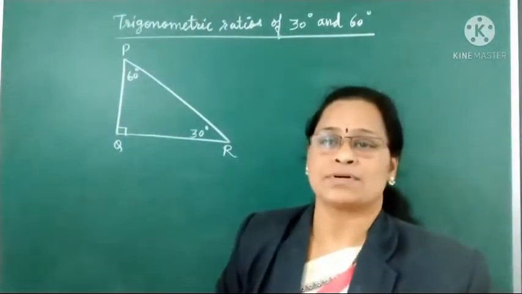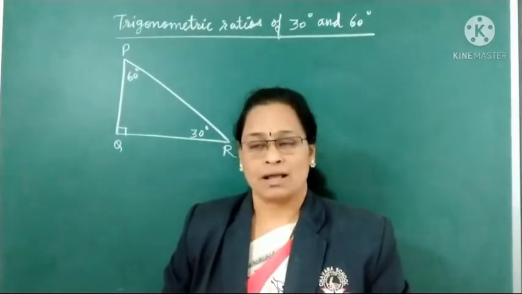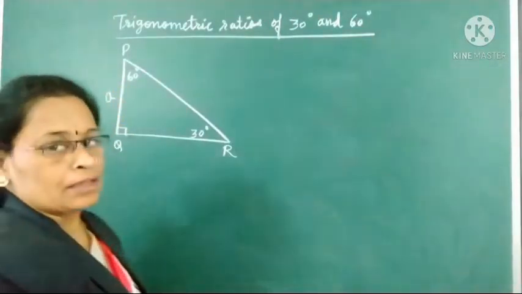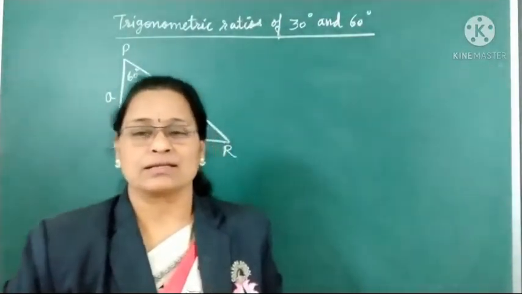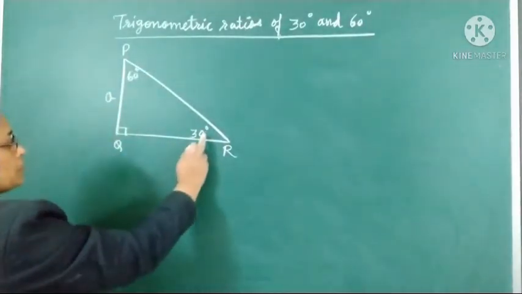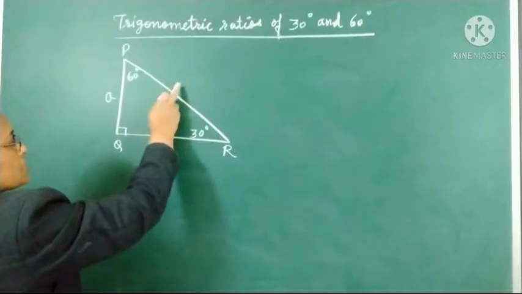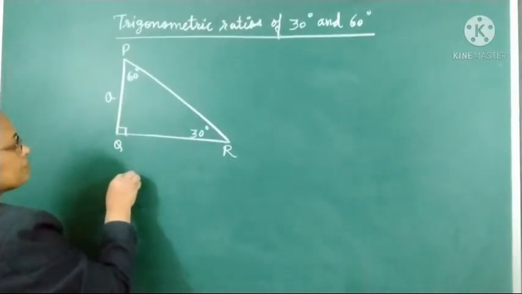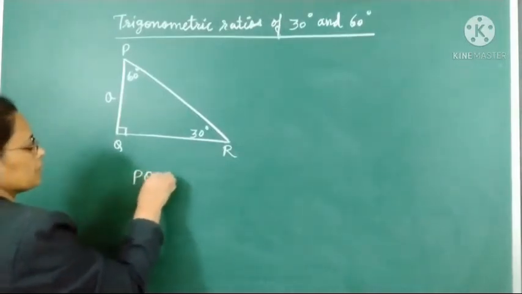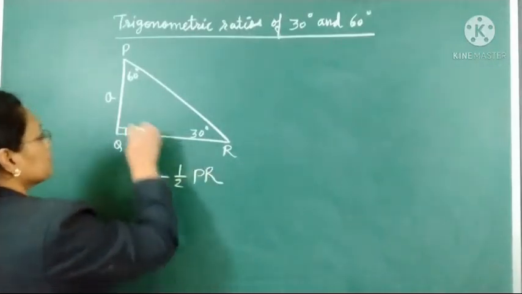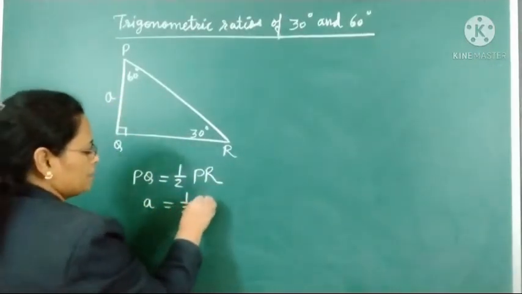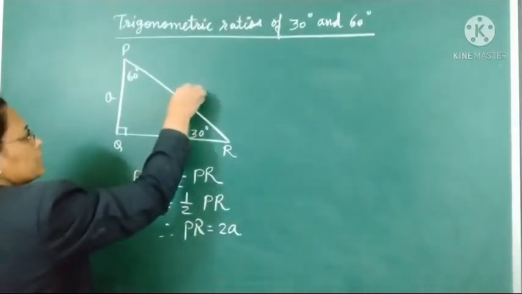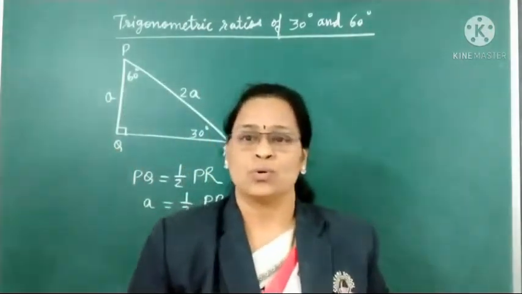Let's consider one of the perpendicular sides of this right angle as A. Suppose this side is A. Then by using the 30 degree, 60 degree, 90 degree triangle theorem, we can say that the side opposite to 30 degree, that is PQ, is half of PR. So let's write the ratio. PQ is half of PR. PQ is A, that is half of PR. Therefore, PR is equal to 2A.